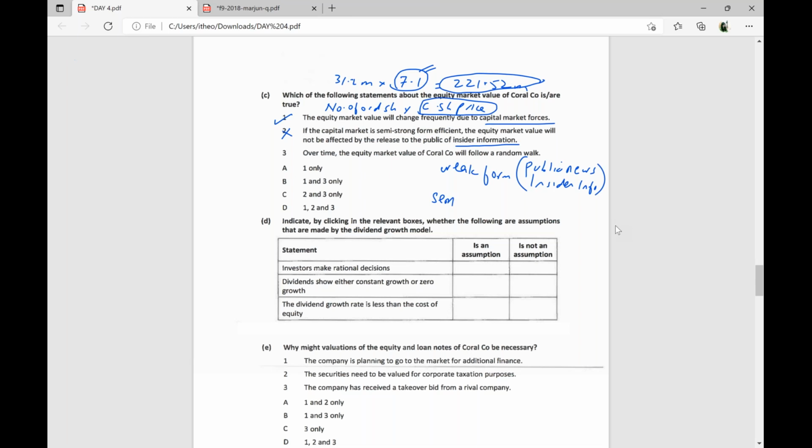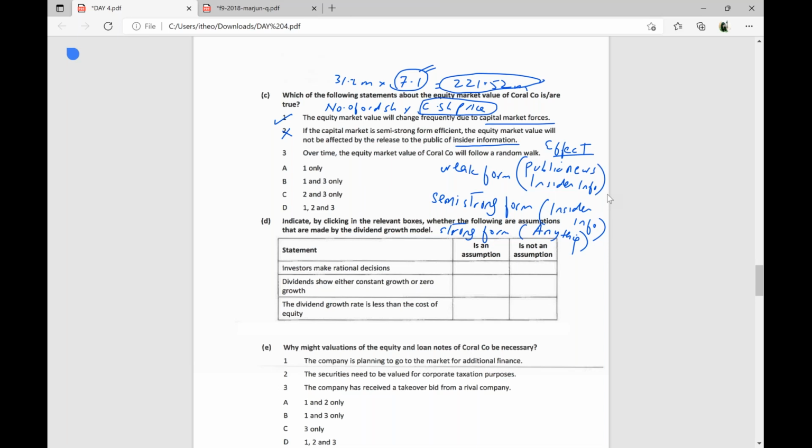If market is semi-strong form, it gets affected by insider information. And if market is strong form, it doesn't get affected by anything. This is what was taught to you in the 3 levels of efficiency: if markets are weak form efficient, they get affected by 2 things, public information and inside information. If markets are semi-strong form efficient, they get affected by inside information, and if they're strong form, they don't get affected by anything. So look at statement 2 now.